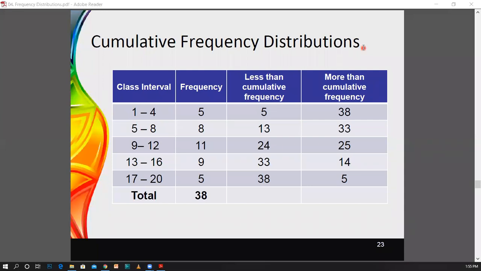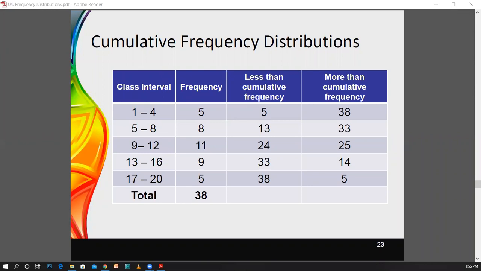When we are constructing the cumulative frequency distributions, you can construct it as the less than cumulative frequency or else the more than cumulative frequency. You do not need to add both columns at the same time in the cumulative frequency distribution. You can use either the less than cumulative frequency or the more than cumulative frequency. Normally, we deal with the less than cumulative frequency when we go for the calculation. Therefore, now we will see how we can obtain this less than cumulative frequency.